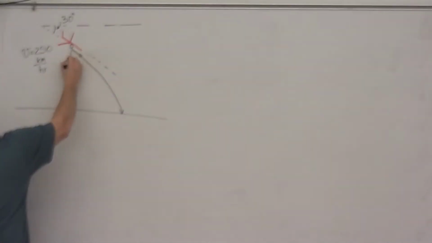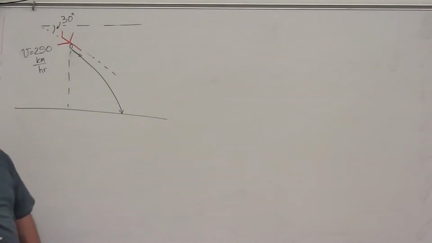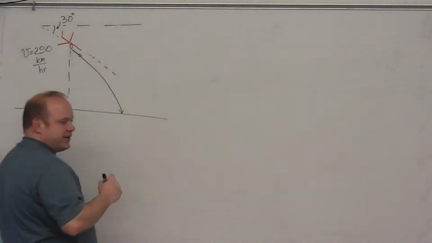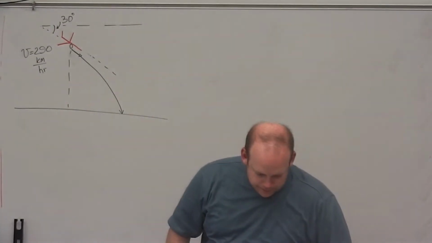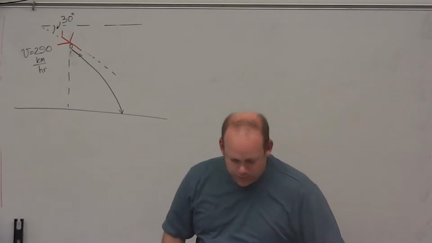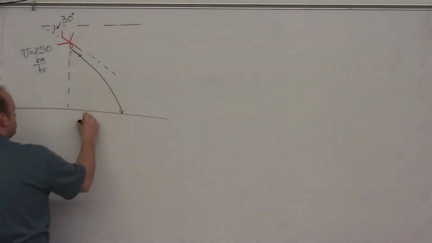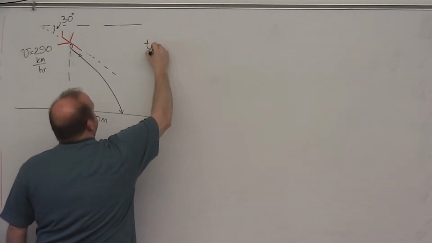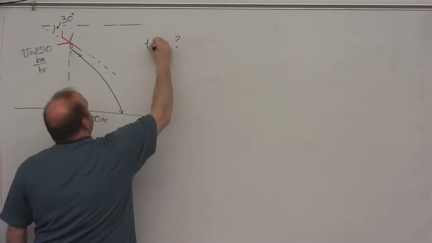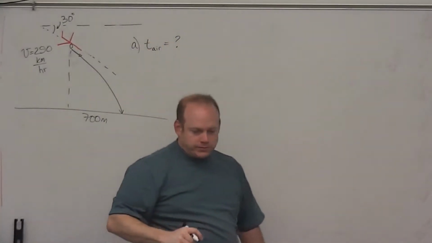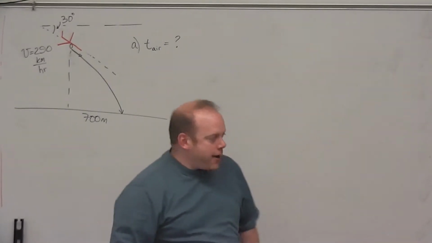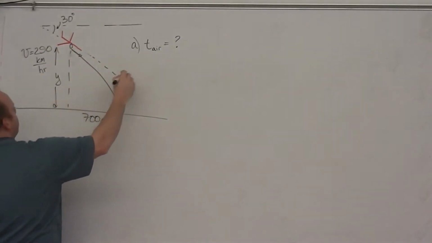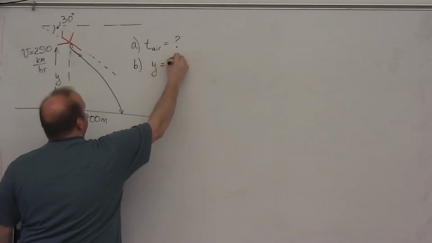Okay, the distance here, and this is where reading is a very important part. We have to be able to pick out what all the terms mean. Okay, this is 700 meters, I believe. We want to know the time that decoy is in the air, and how high was the release point. So I'll call this distance right here y. Part B, we want to know what y is equal to.